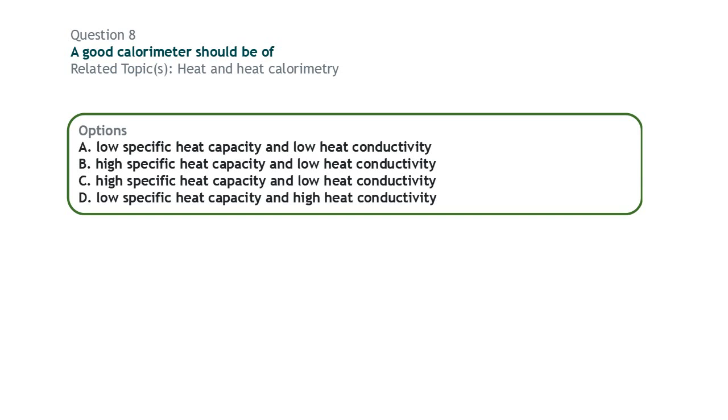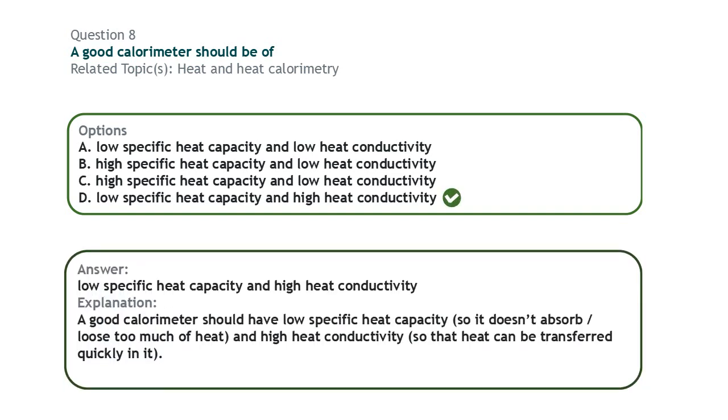Next, on heat and calorimetry, a good calorimeter should be of low specific heat capacity and high heat conductivity. It should be able to conduct heat very well. It should allow for quick transfer of heat, but it should also be of low specific heat capacity so that too much heat is not lost to it.